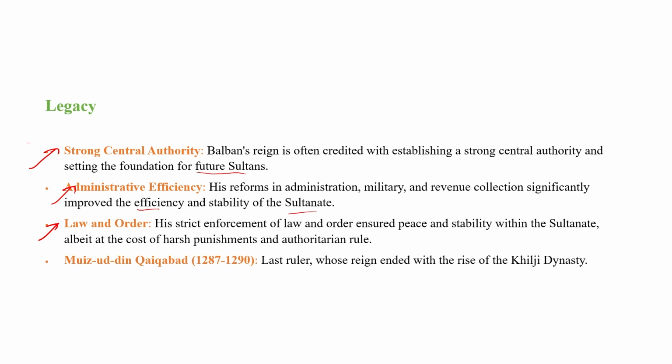Balban was the person who basically destroyed Turkan-e Chihalgari. What was Turkan-e Chihalgari? Turkan-e Chihalgari was a system which was established by Iltutmish. It was a group of 40 major ministers.